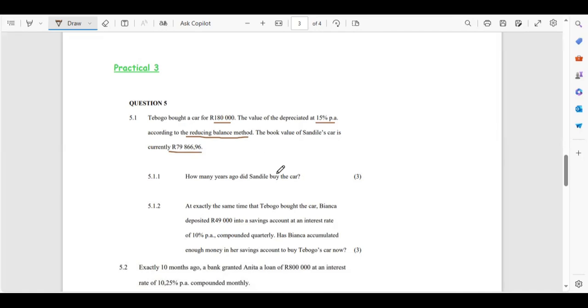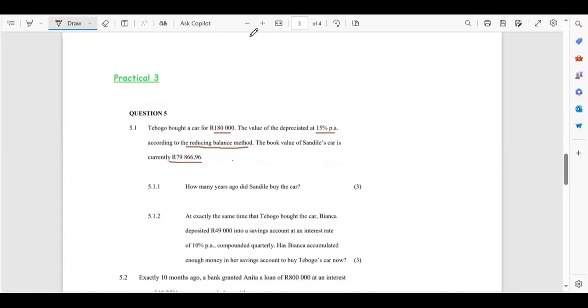Now, another word for your compounding method is reducing balance. Just know that whenever they say you must use the reducing balance method, this simply means you must use the compounding method. Because remember, this is a fixed investment kind of question, meaning that it's not an annuity. So you need to choose between simple interest and compound interest. And the other term for compound interest is reducing balance method. In this case, you're going to make use of this formula. Let me just write it here.